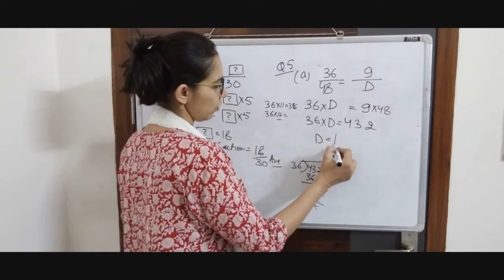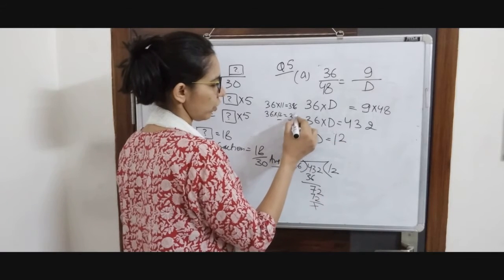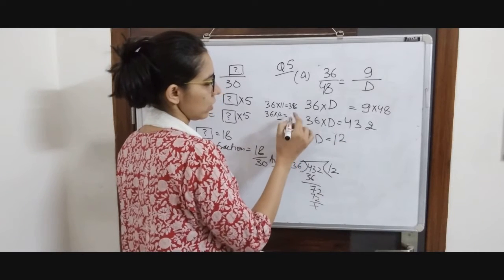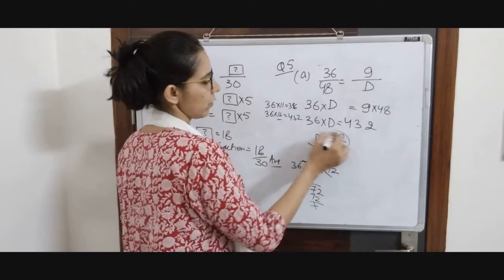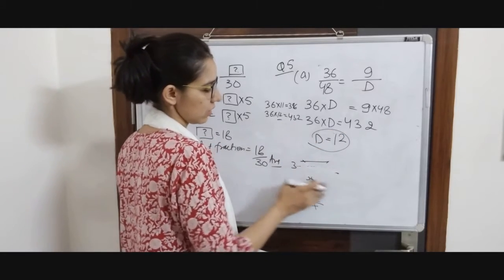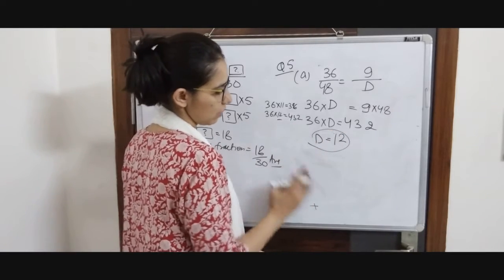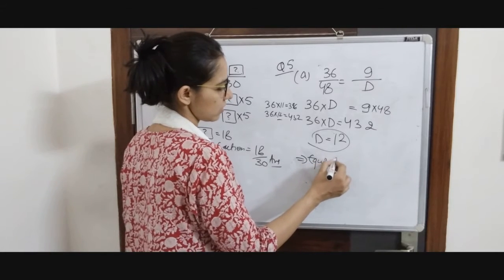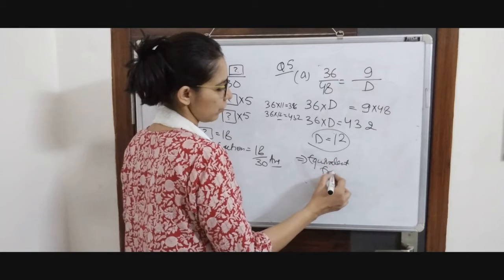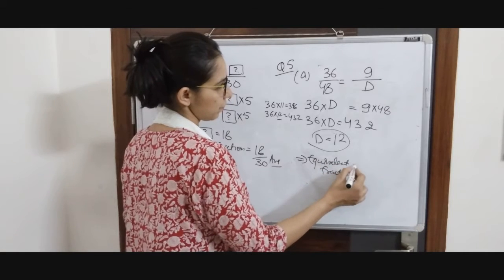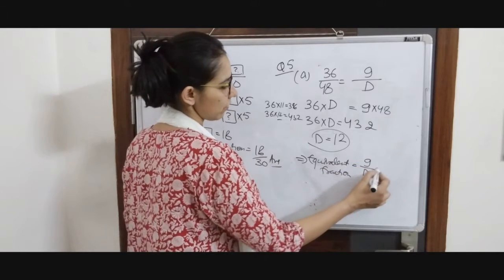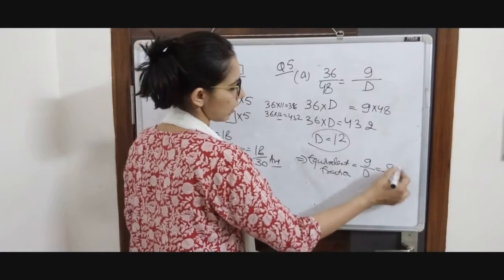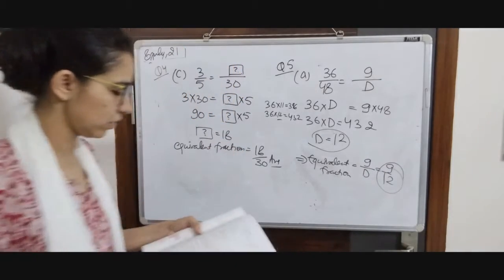Okay. So your D is going to be 12. Okay, implies your equivalent fraction, which is required by us. Equivalent fraction is 9 by D, and your D is 12. So this is the answer for this.